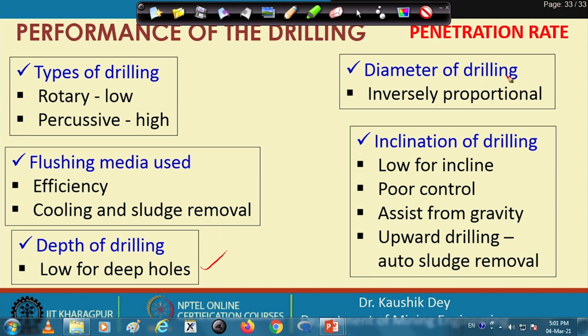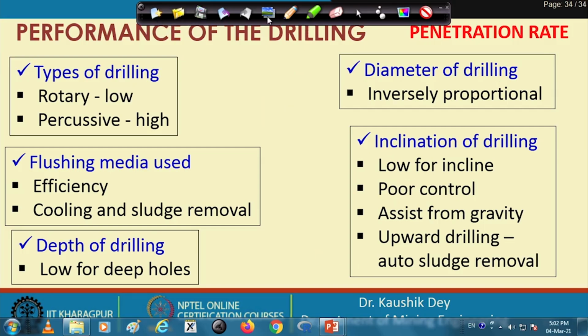The penetration rate is inversely proportional to the diameter of the drilling, which is easily understood: if the diameter is more, then the penetration will be less. If the diameter is small, the penetration will be very easy, because the rock resistance is less. So, that is why the penetration rate here will be less, and here it will be more.